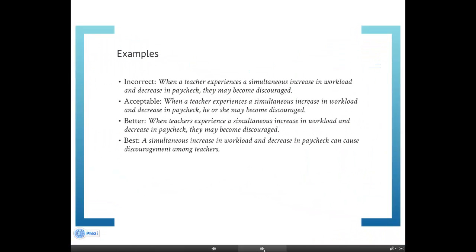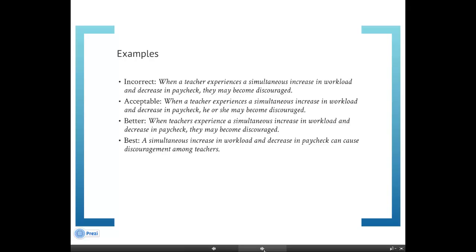Incorrect. When a teacher experiences a simultaneous increase in workload and decrease in paycheck, they may become discouraged. Acceptable. When a teacher experiences a simultaneous increase in workload and decrease in paycheck, he or she may become discouraged. Better. When teachers experience a simultaneous increase in workload and decrease in paycheck, they may become discouraged. Best. A simultaneous increase in workload and decrease in paycheck can cause discouragement among teachers.